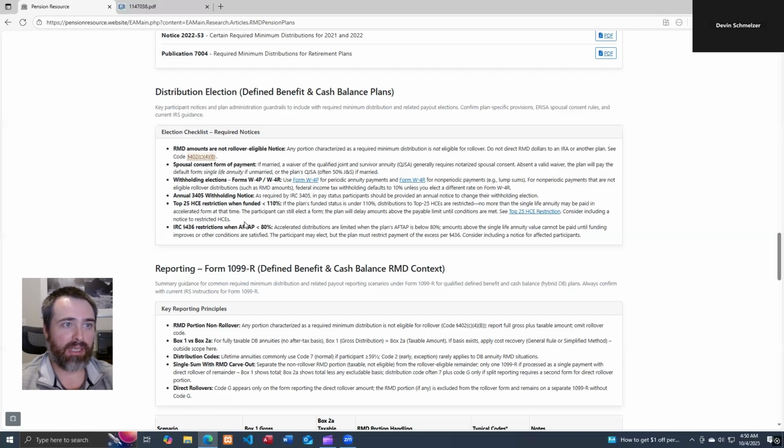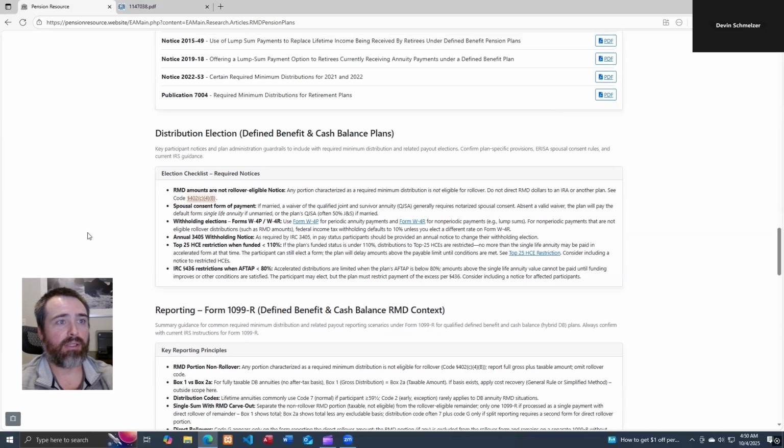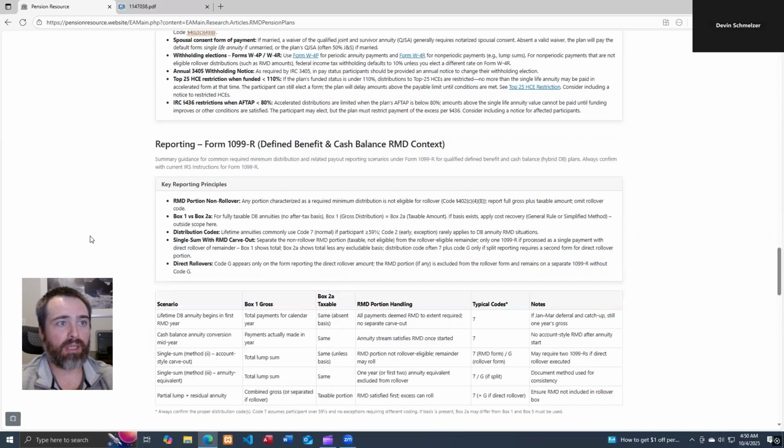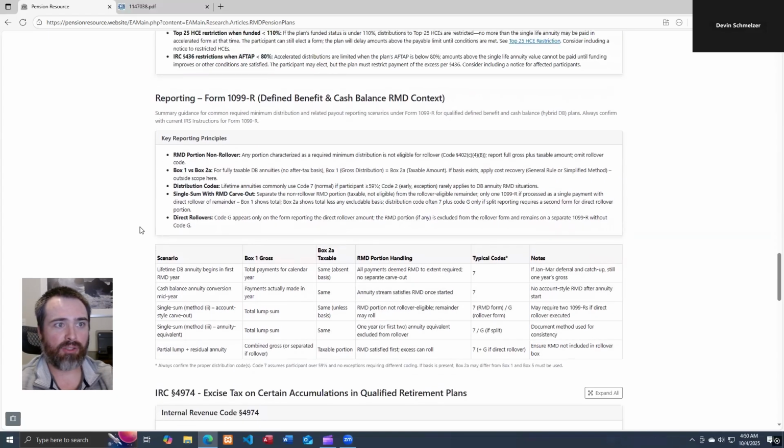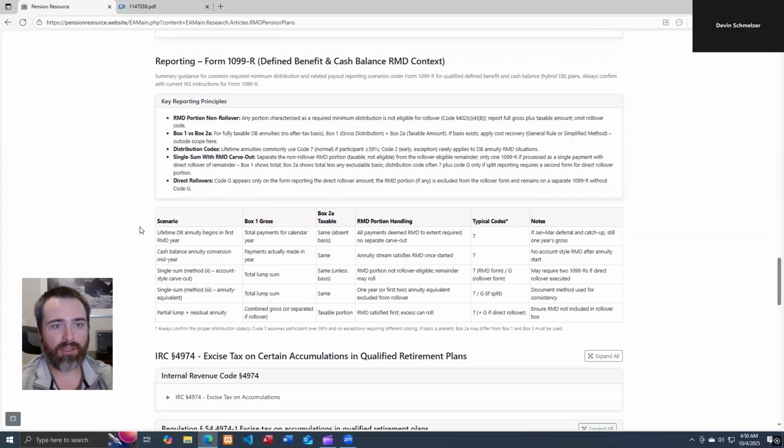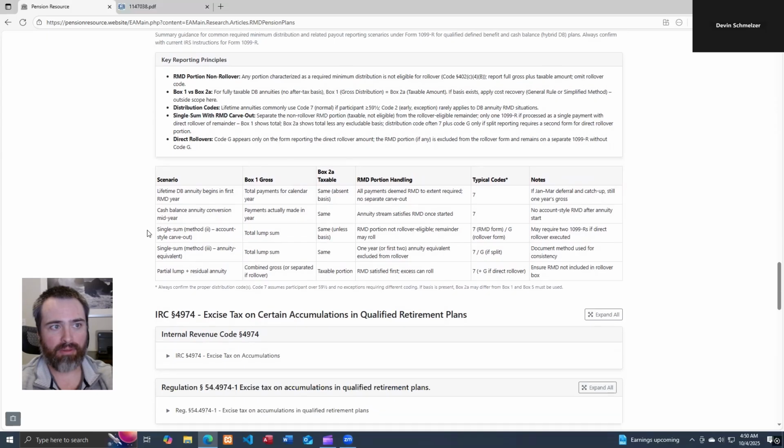All right, moving down to the reporting section, 1099Rs for reporting distributions. Not really going to dive into those details. I recommend looking at the 1099 instructions for how to code a 1099R for how things get reported as taxed or rollover available.